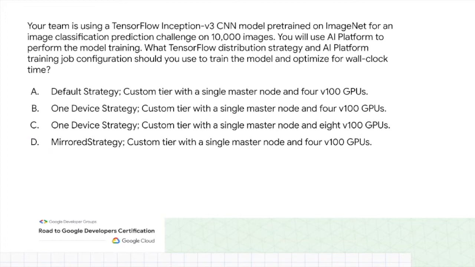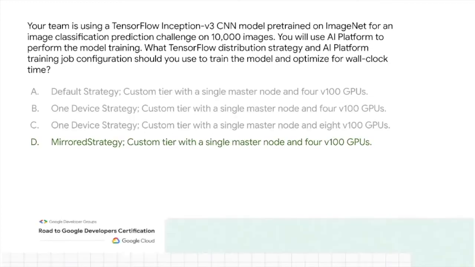Okay, so everyone is saying D, right? So first things first, default strategy scratch that because it does not handle distributed training across multiple devices. One device strategy is not what we want because again it does not handle distributed training while they wanted us to use something that handles distribution. So the correct answer is mirrored strategy simply because it can perform distributed training although there is only a single copy of the variables on the CPU host.